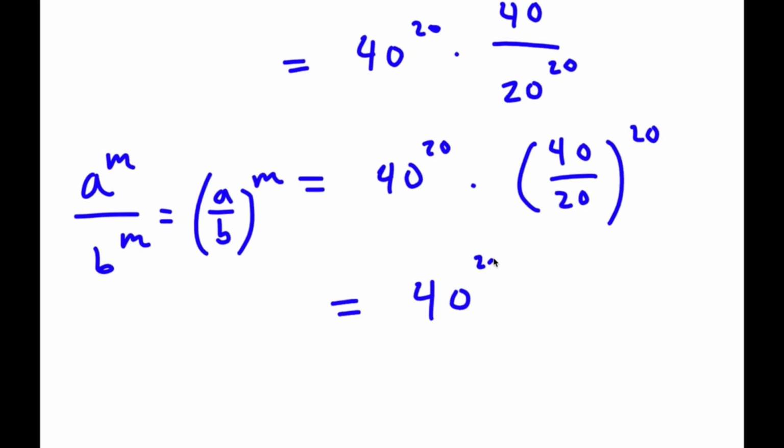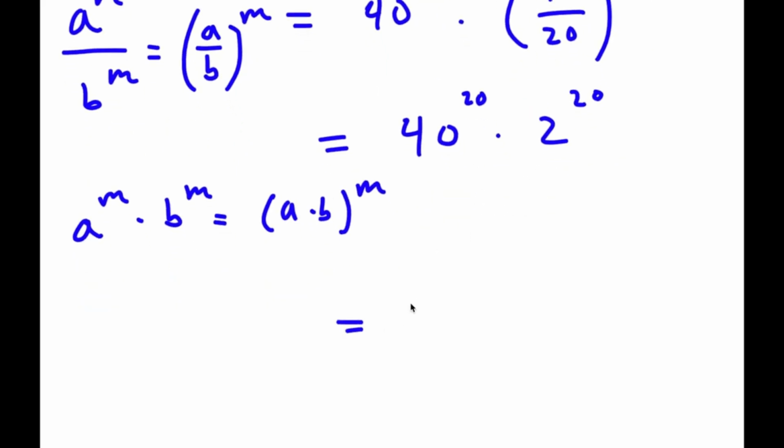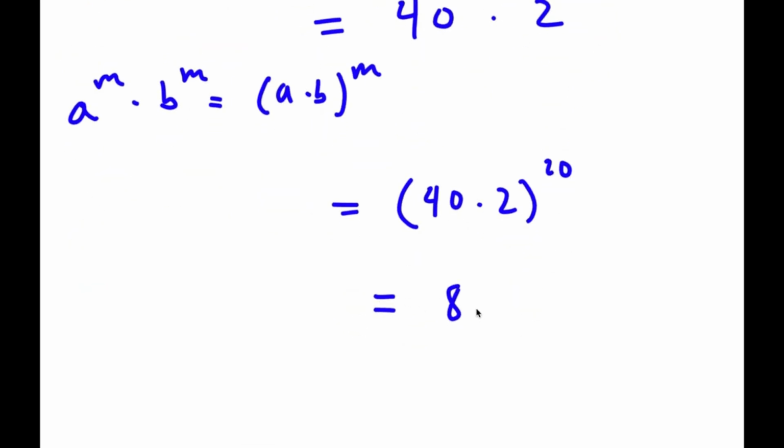This is equal to 40 to the power of 20 times 40 divided by 20 to the power of 20. Or sorry, 40 divided by 20 is 2, so I have 2 to the power of 20. And now, if I have something in the form a to the power of m times b to the power of m, this is equal to a times b to the power of m. So 40 to the power of 20 times 2 to the power of 20, that's going to equal 40 times 2 to the power of 20, which is equal to 80 to the power of 20. So this is my answer.